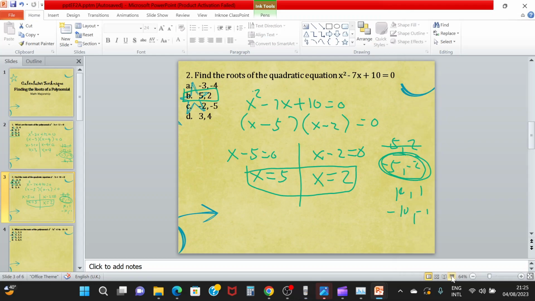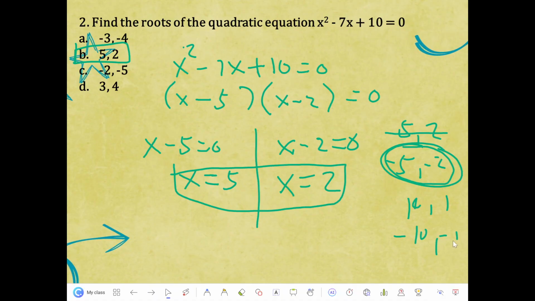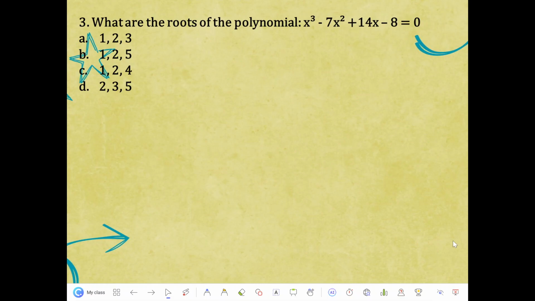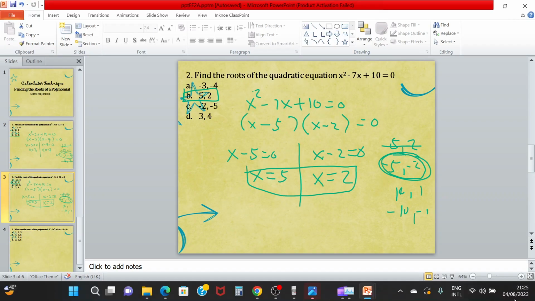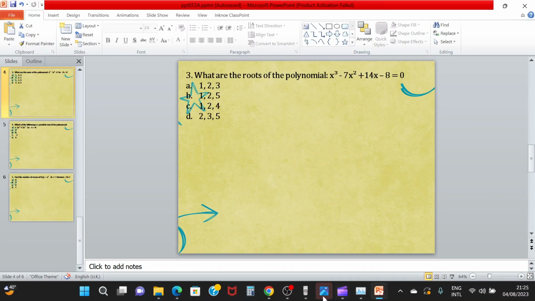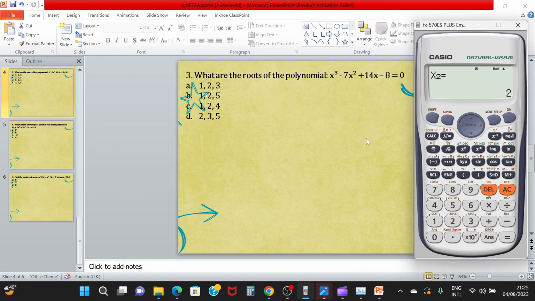Okay. Now let's go to item number 3. Ang item number 3 naman, what are the roots of the polynomial x cubed minus 7x squared plus 14x minus 8? Okay, so lalabas na ulit natin ang calculator. Diretso na tayo sa ating calculator technique. Okay, so pwede mo itong actually i-factoring by grouping. Okay, pero diretso na tayo sa ating calculator technique.